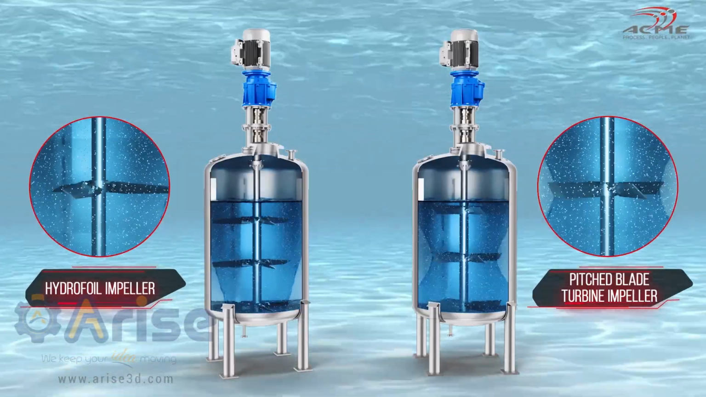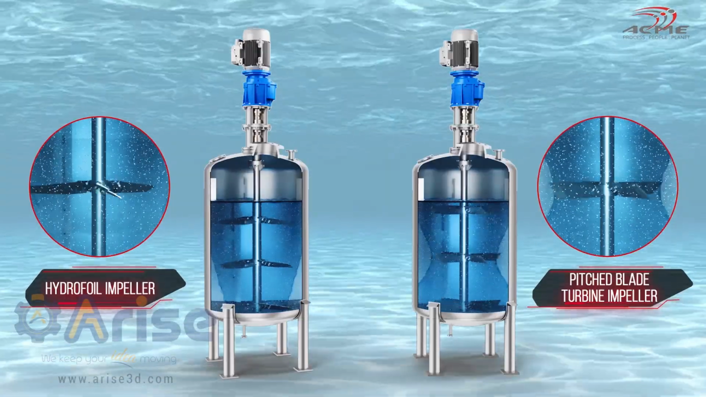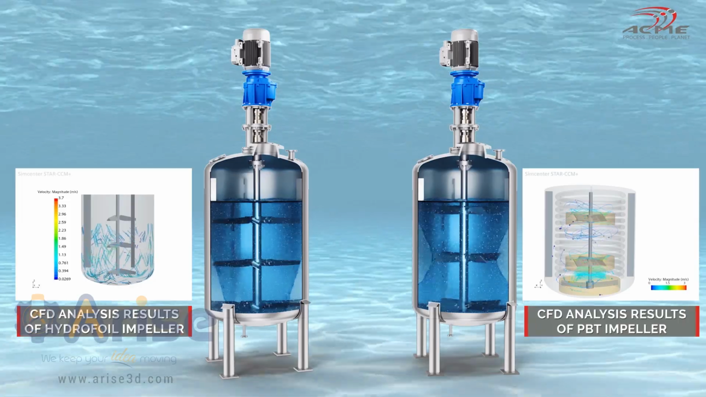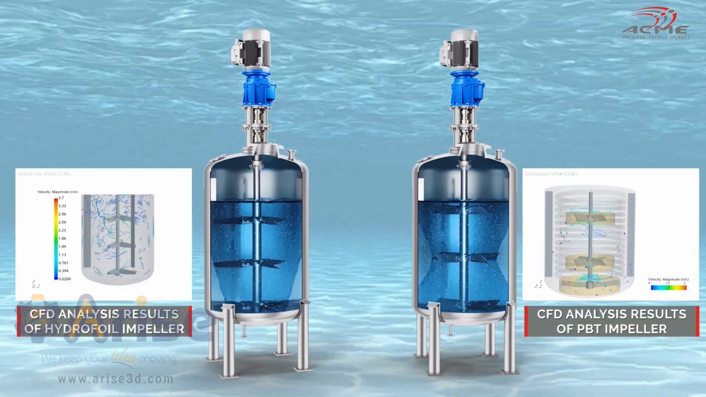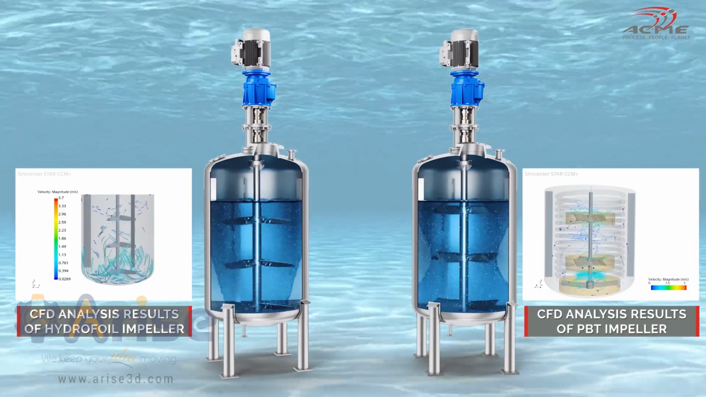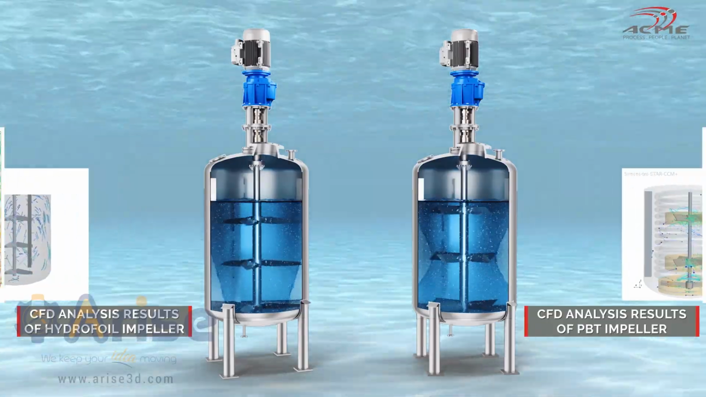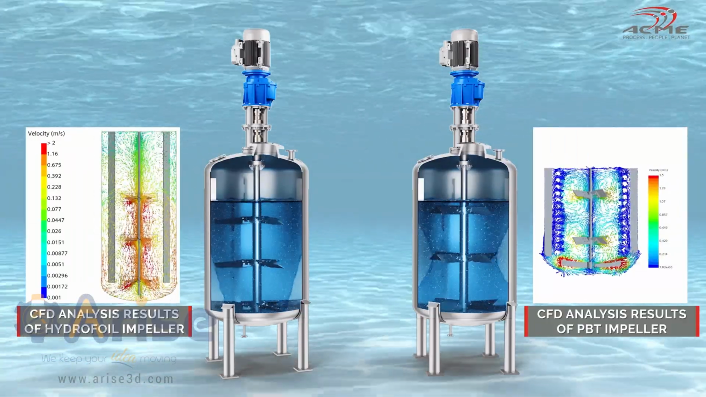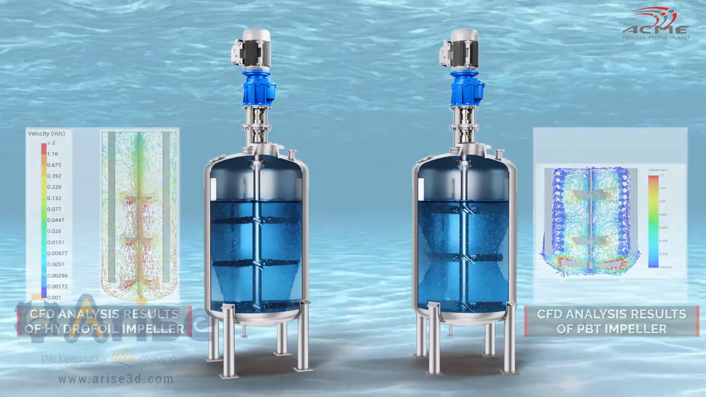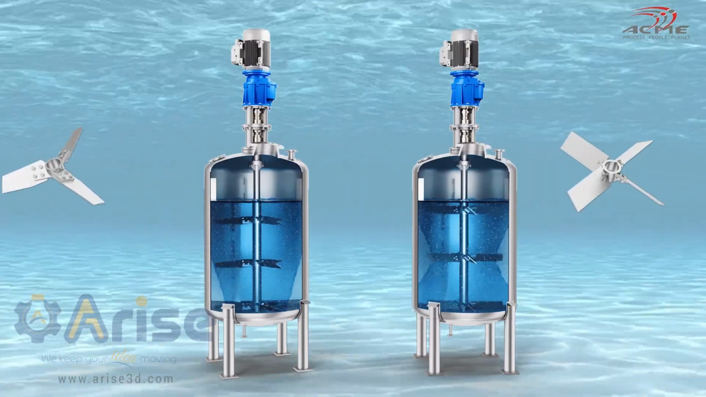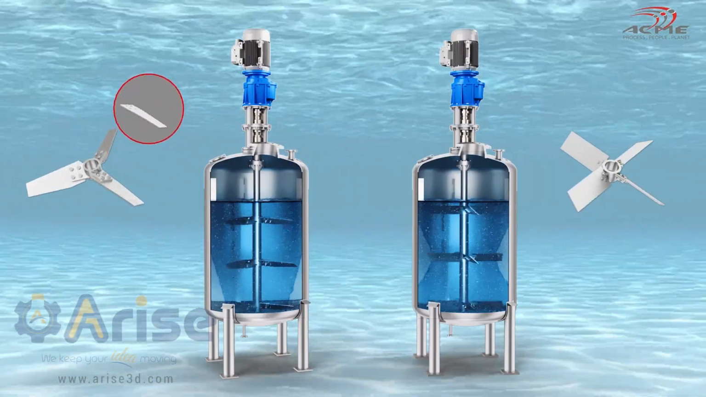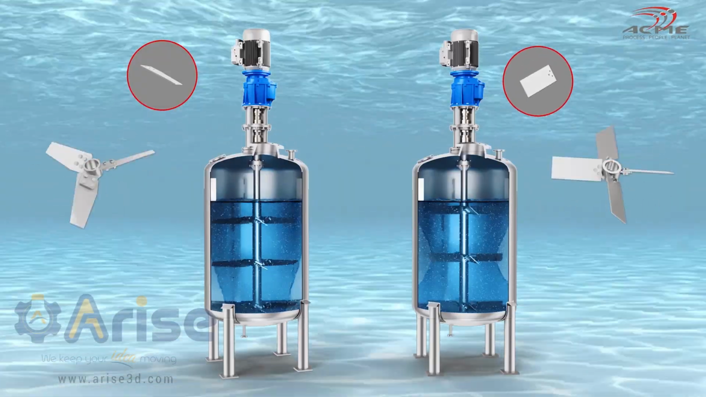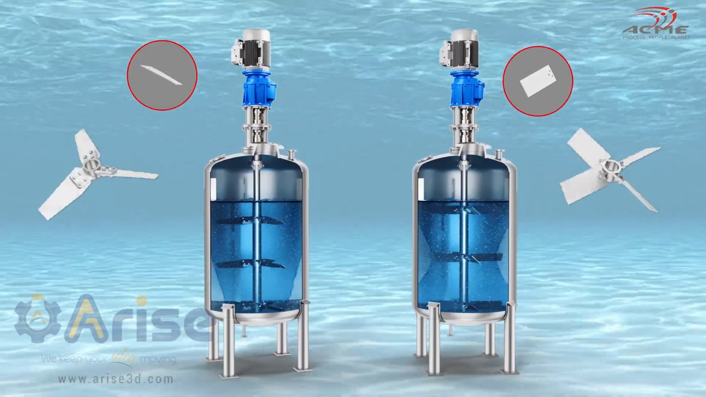Impeller efficiency is evaluated using the flow-to-power ratio. Hydrofoil impellers primarily generate axial flow with downward pumping, whereas PBT impellers produce a combination of axial and radial flow. CFD-validated flow patterns clearly demonstrate these differences. The PBT features 4 blades pitched at 45 degrees, while the hydrofoil impeller uses 3 blades with a tip chord angle ranging from 12 to 35 degrees.